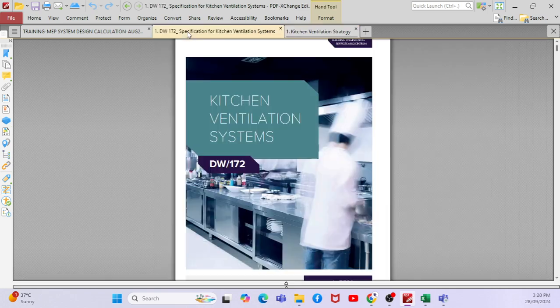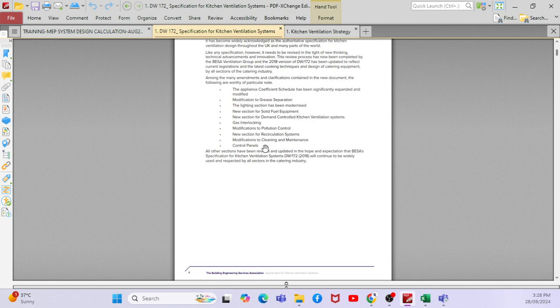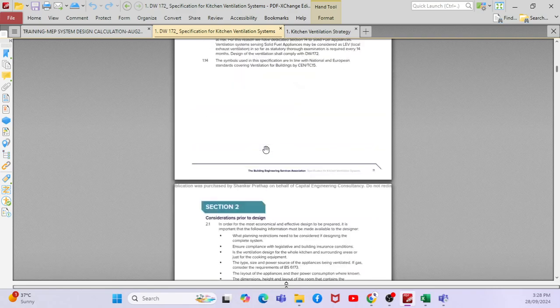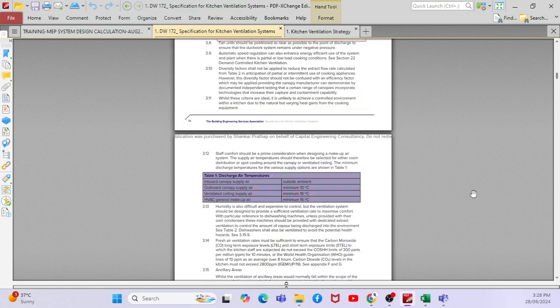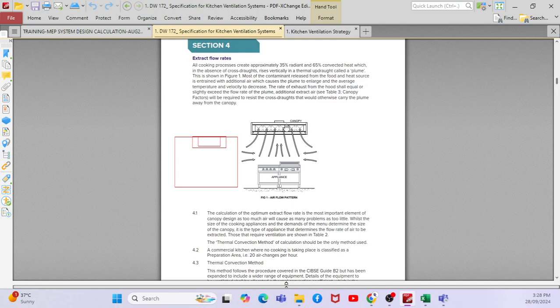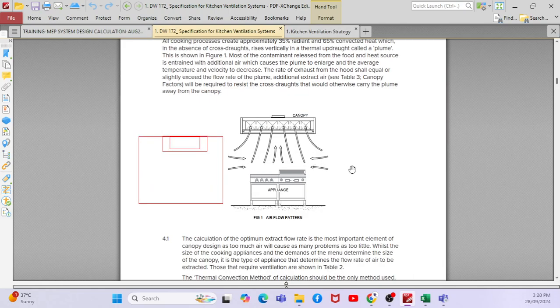If you go to DW 172 for the kitchen ventilation system, and go further down, you can see one of the pictures where there is proper extraction from inside the room. This is the hood, then you have appliances. All the fumes will be directed towards the canopy, so that no heat will surround that area.